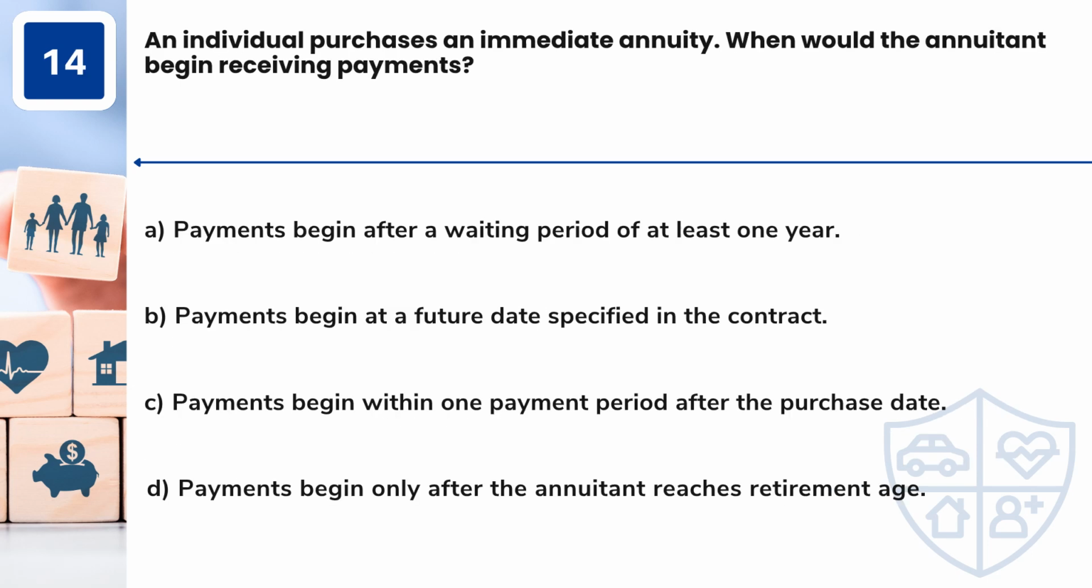Question 14. An individual purchases an immediate annuity. When would the annuitant begin receiving payments? A. Payments begin after a waiting period of at least 1 year. B. Payments begin at a future date specified in the contract. C. Payments begin within one payment period after the purchase date. D. Payments begin only after the annuitant reaches retirement age.